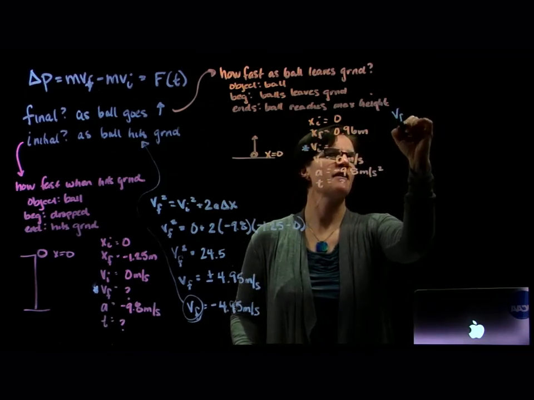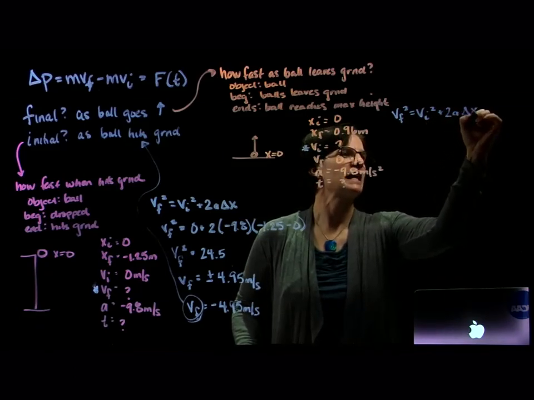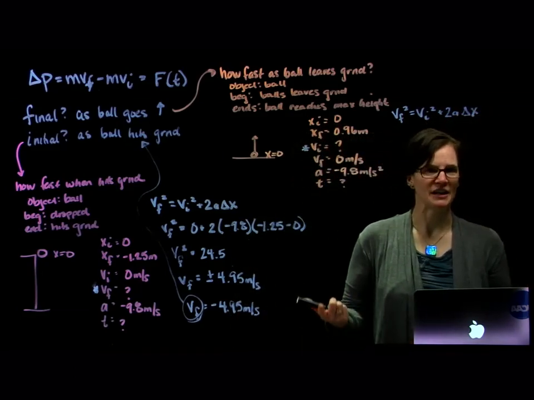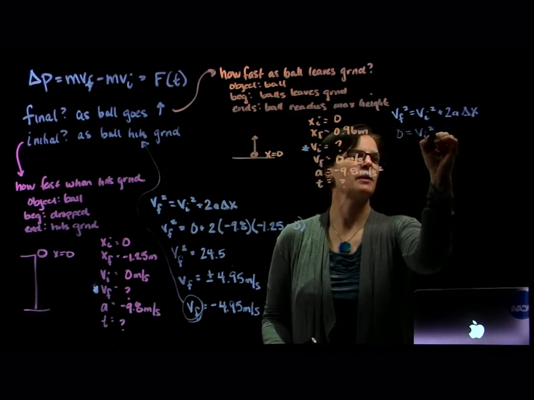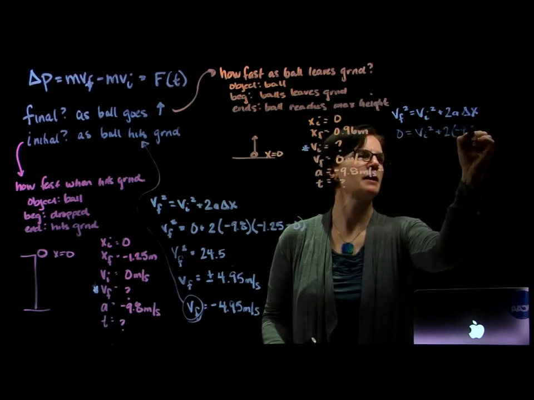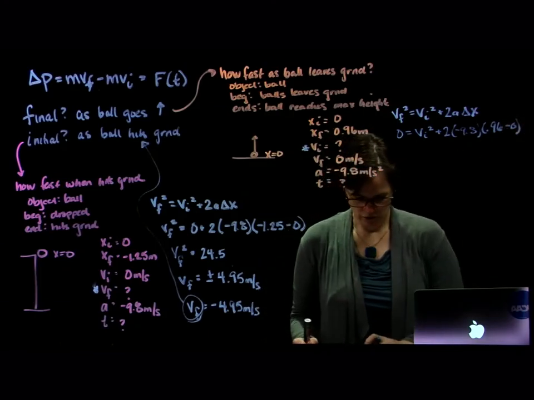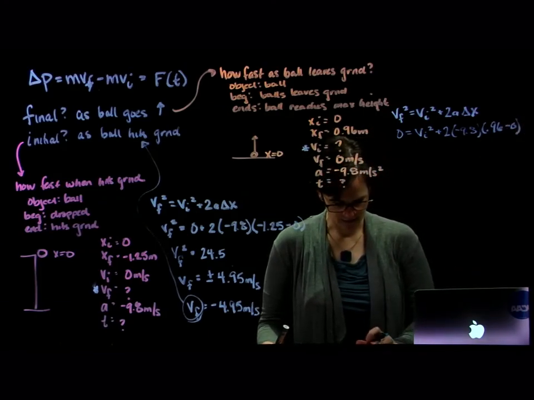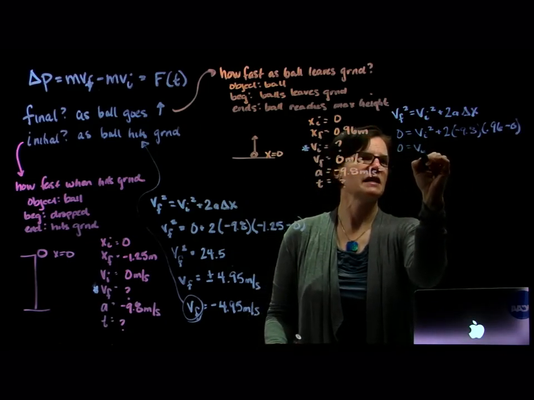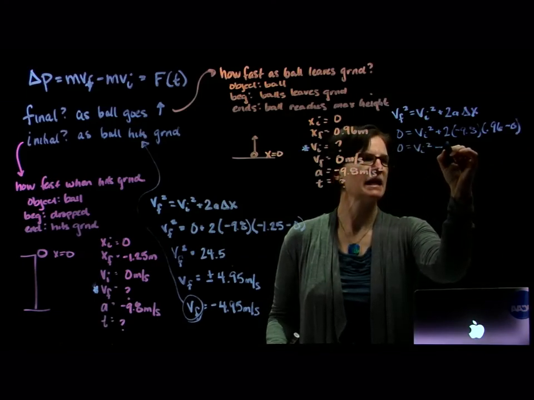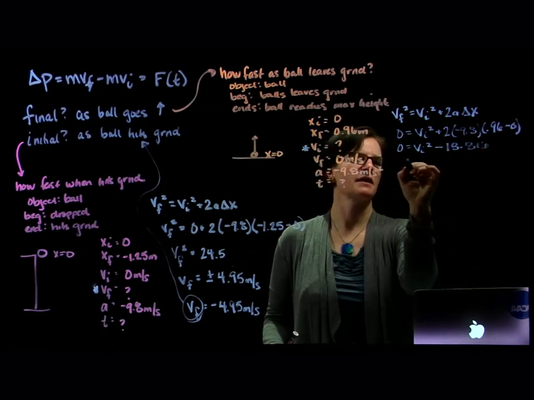So similarly, we have the relationship that relates the velocity to the acceleration and the change in position. V final is 0, is going to equal V initial squared plus 2 times negative 9.8 times 0.96 minus 0. So 2 times negative 9.8 times 0.96. That gives us 0 equals V initial squared minus 18.816. I'll bring that to the other side.